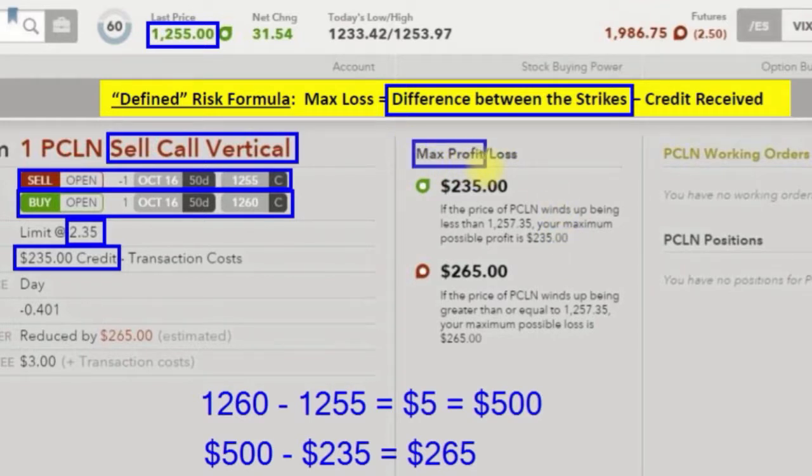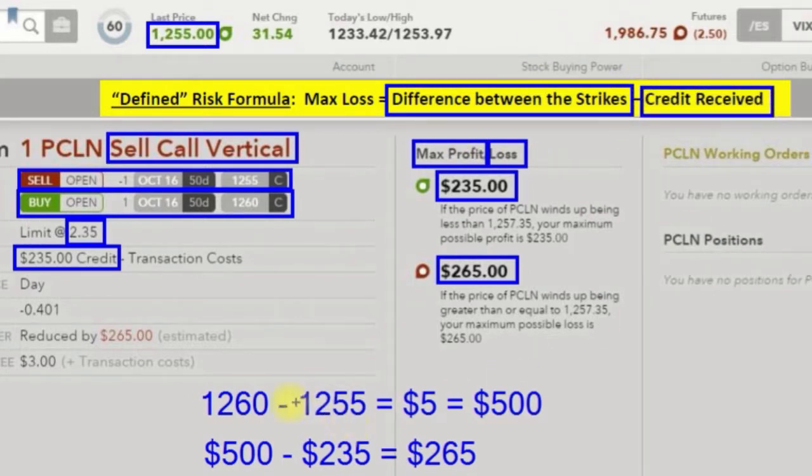Our max profit is always what we sell it for, just like selling an option by itself. The most you can make is what you sell it for. Same with the vertical. The most you can make is what you sell it for. We're selling this thing for $235, which means the most we can lose, our max loss, is $265. And again, how do we work that out? It's the difference in the strikes minus the credit received. Difference in strikes, $12.60 minus $12.55 gives us a $5 difference in strikes, which is $500. Difference between the strikes minus the credit received gives us a $265 max loss.